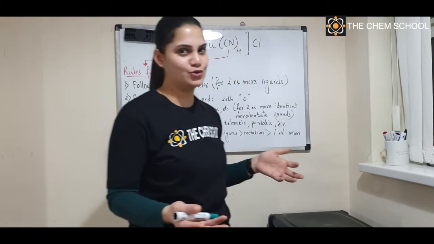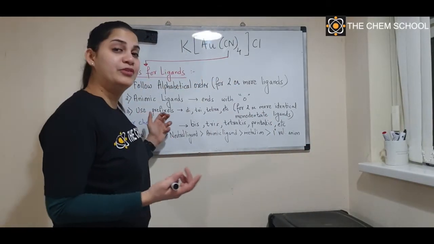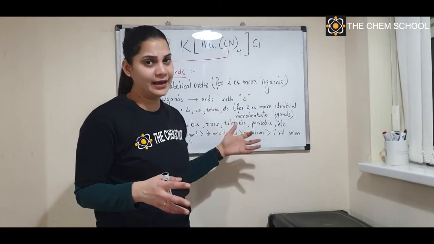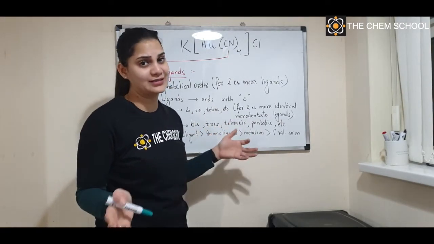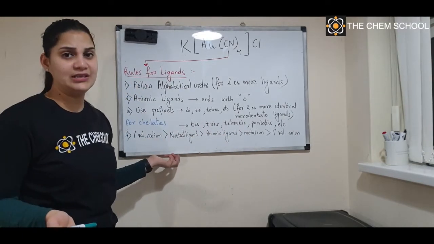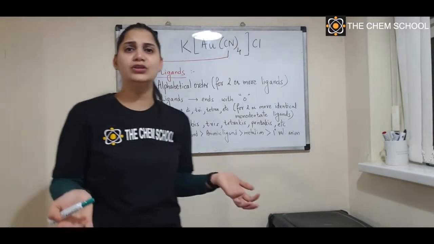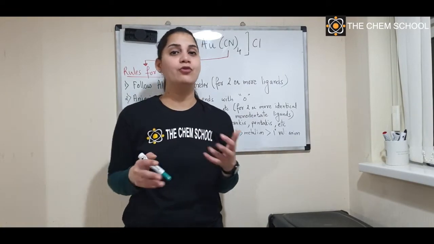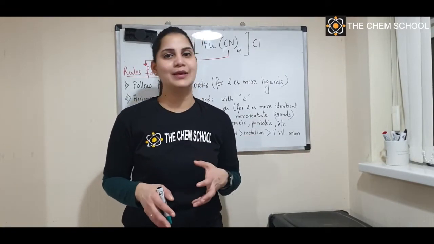Okay, so there has to be some exception because it is chemistry. So by now you should know that. Okay, prefixes we are using, I repeat, di, tri, tetra and so on for monodentate, for chelate, bis, tris, tetrakis and so on. And the order is very easy to remember. That was all the rule if you want to write down the name or IUPAC name for the coordination compounds. Now let's solve some examples.